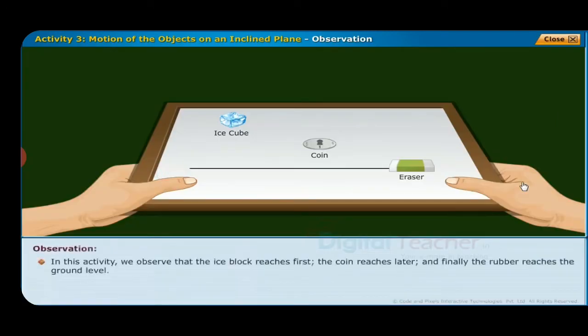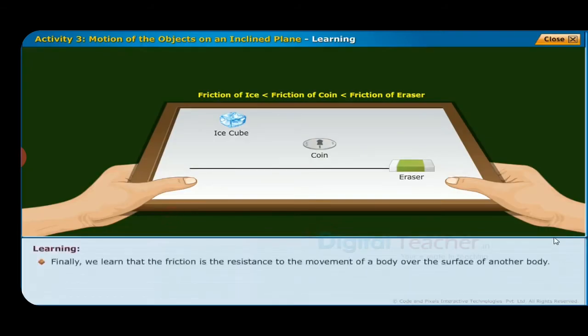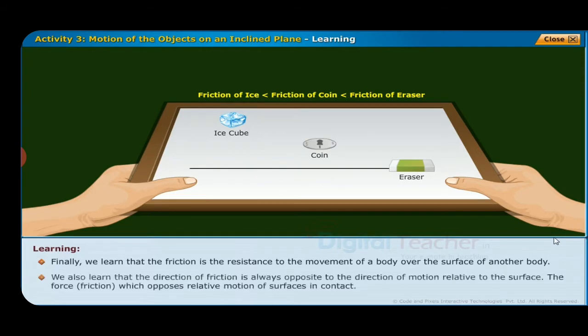In this activity, we observe that the ice block reaches first, the coin reaches later, and finally the razor reaches the ground level. Finally, we learned that friction is the resistance to the movement of a body over the surface of another body. We also learned that the direction of friction is always opposite to the direction of motion relative to the surface. The force of friction opposes relative motion of surfaces in contact.